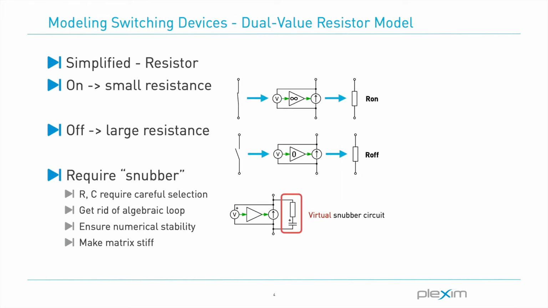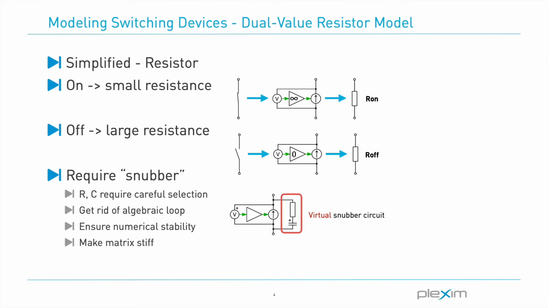Working on a system or circuit level, what are the possible switch models that can be utilized? Now, here we only discuss a very small subset of all the possibilities, but a very simple and common approach is to use a dual value resistor model, where the switch is represented by a small resistance in on state and a very large resistance in the off state of the switch. And the drawback of this is that it requires a snubber circuit.